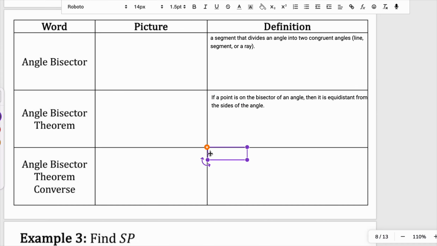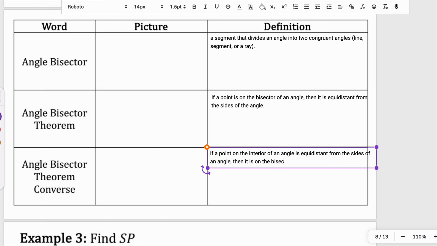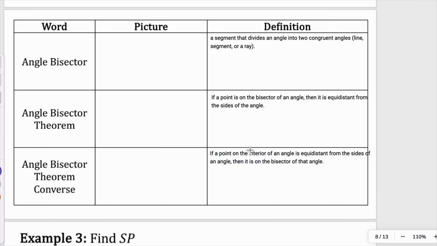And the angle bisector theorem converse states if a point on the interior of an angle is equidistant from the sides of an angle, then it is on the bisector of that angle. So let's go and draw some pictures to represent what is going on.